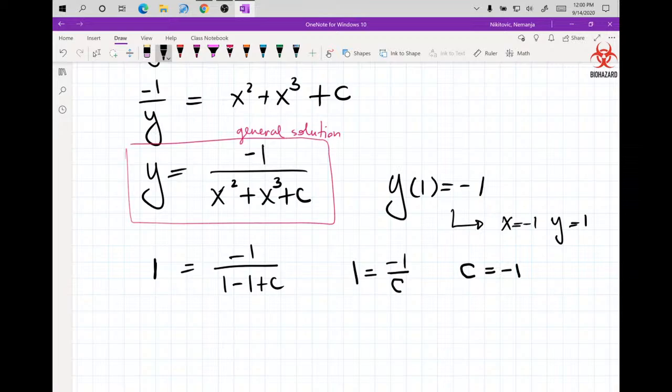I guess the tablet is starting to overheat. I would have to go get the cooling pad. I forgot. I should have done that before I started this lecture.